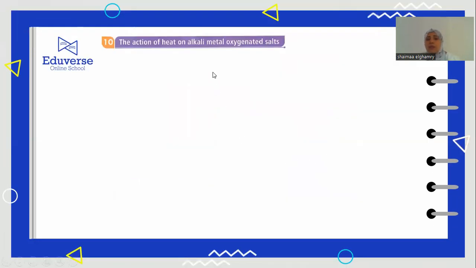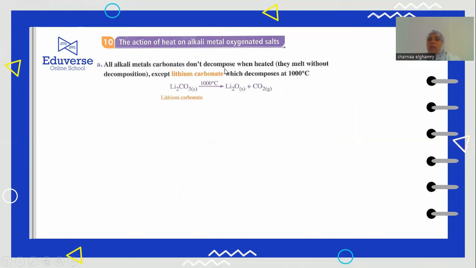The action of alkali metal oxygenated salts. Oxygenated salts such as carbonates are thermally stable, so they don't decompose. But lithium carbonate is an exception because lithium represents a weak alkali metal. So lithium carbonate can decompose at a temperature of 1000 degrees Celsius into lithium oxide and carbon dioxide.